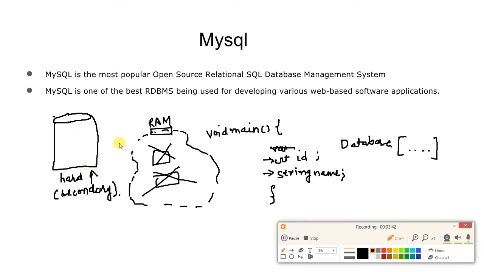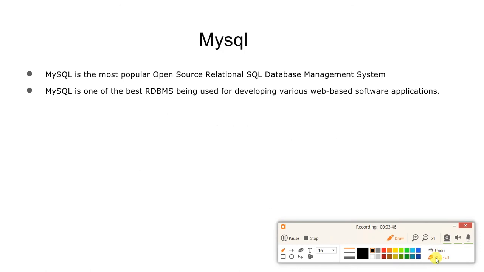Now, let me clear all this. We have seen that RAM is not a solution for saving data because it is temporary. But we can have our hard disk, and the hard disk can be used for saving some kind of data. Now I can do something like this: I can save data in my secondary storage in the form of files. Files can also save some kind of data.